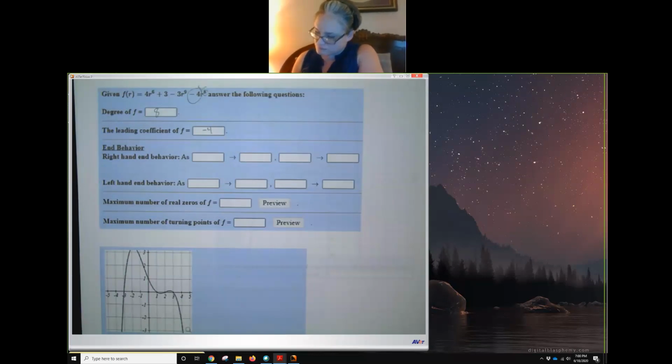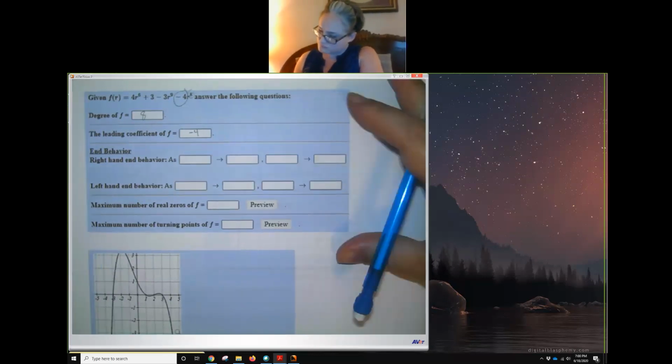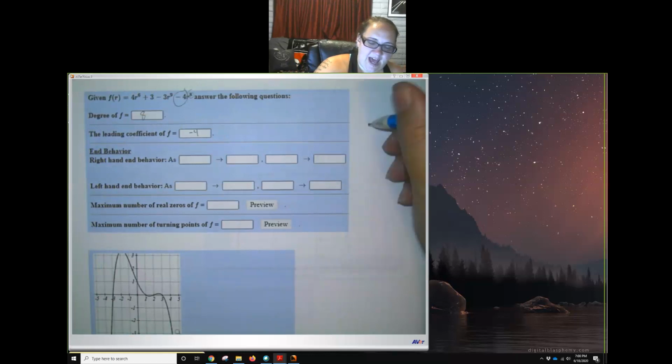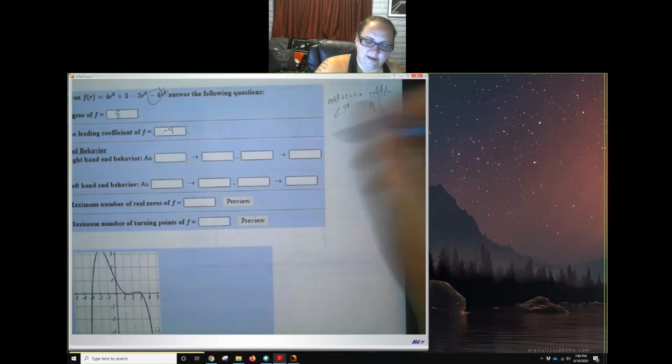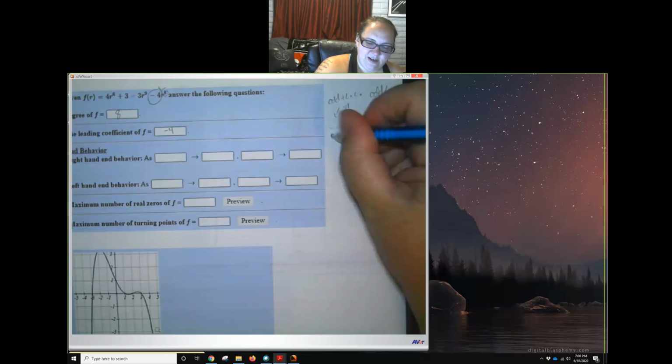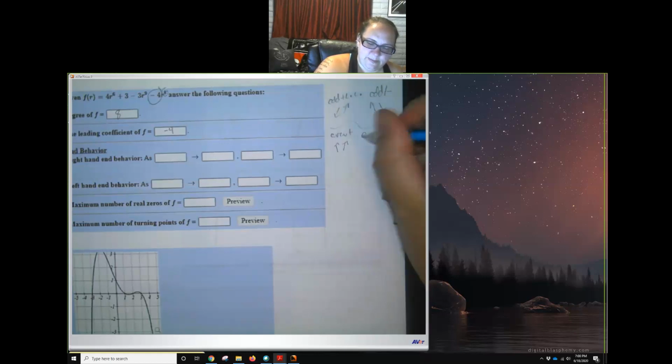With polynomials, there are 4 different kinds of end behavior. If you have an odd degree with a positive leading coefficient, then your end behavior looks like that. If you have odd negative, then your end behavior looks like this. If you have even positive, then your end behavior looks like this. If you have even negative, then your end behavior looks like that.